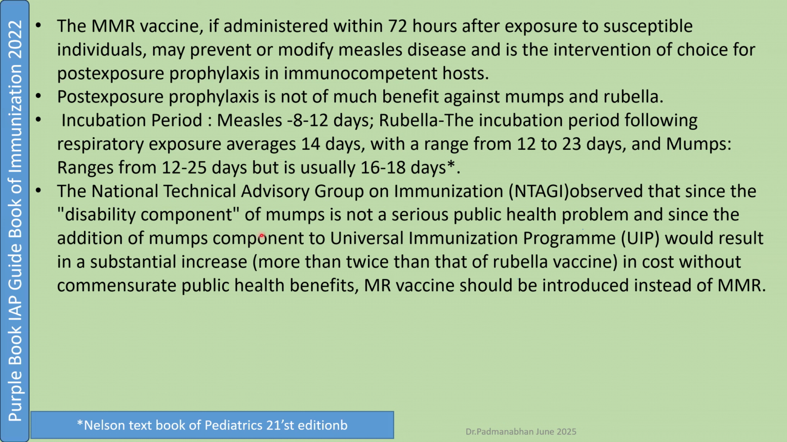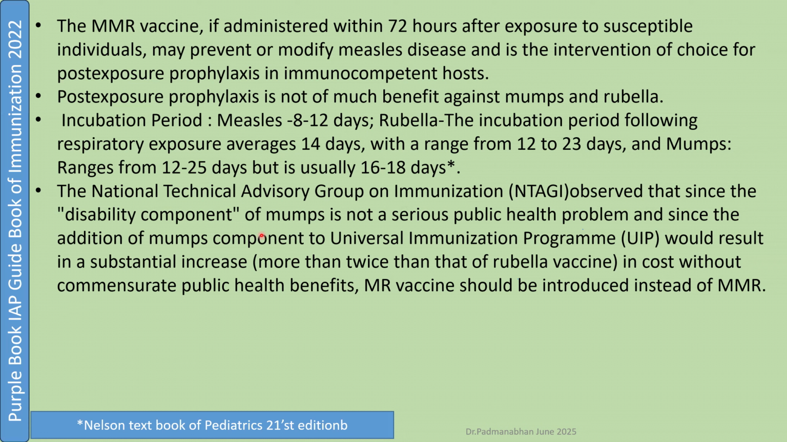Now, the last paragraph is also important. Remember this, read this. The National Technical Advisory Group on Immunization observed that since the disability component of mumps is not a serious public health problem, and since the addition of the mumps component to the universal immunization program would result in a substantial increase in cost, more than twice that of rubella vaccine, without commensurate public health benefits, MR vaccine should be introduced instead of MMR. This is the decision of the National Technical Advisory Group.